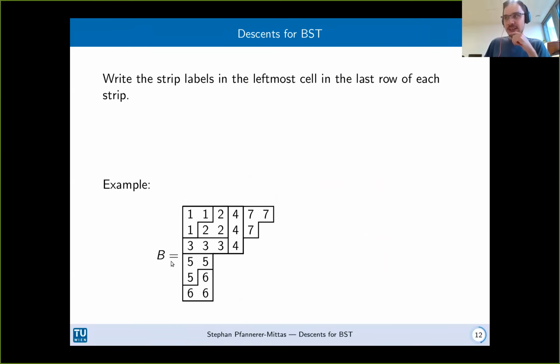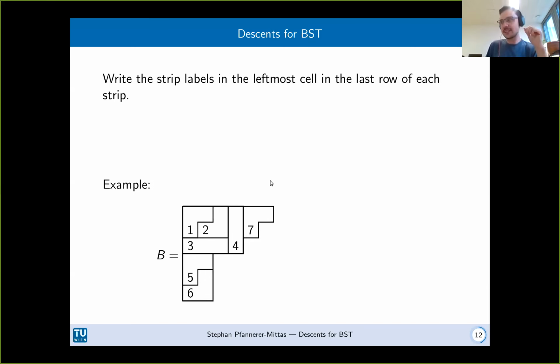So we look at the big example again. So here's our border strip tableau. And we first want to get rid of most of the labels and just stick with the label that's in the tail of each strip, which is the leftmost cell in the last row of each strip. So we only have this 1 that's left, here is the 4, etc.